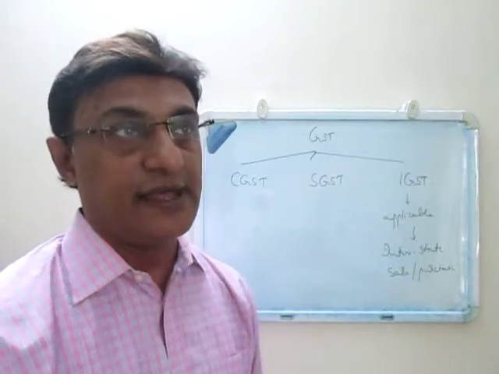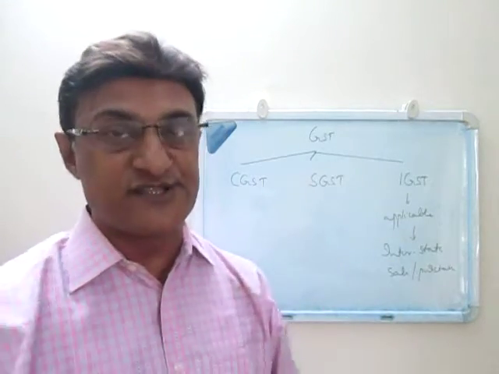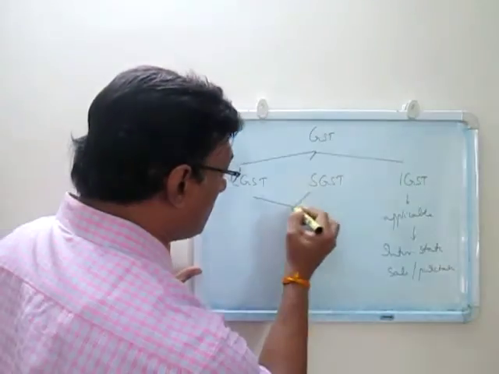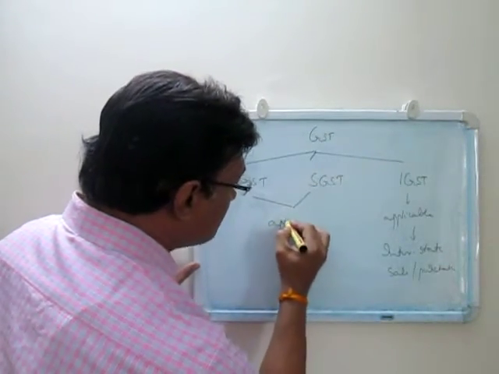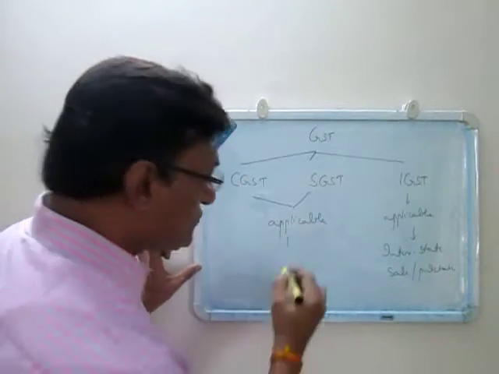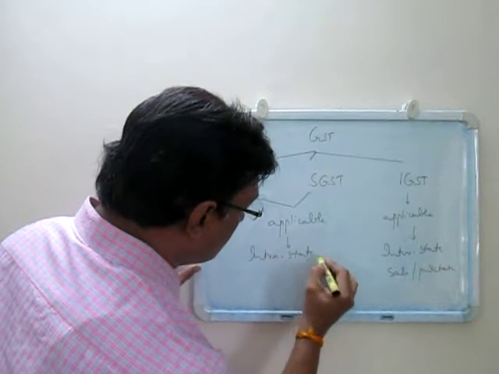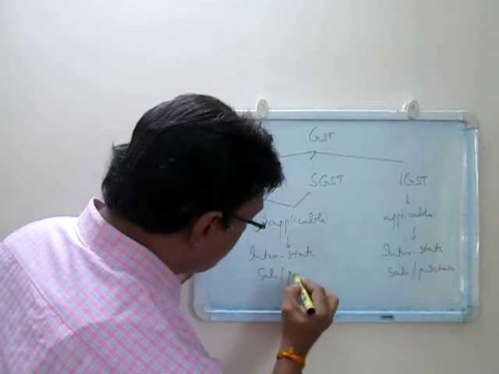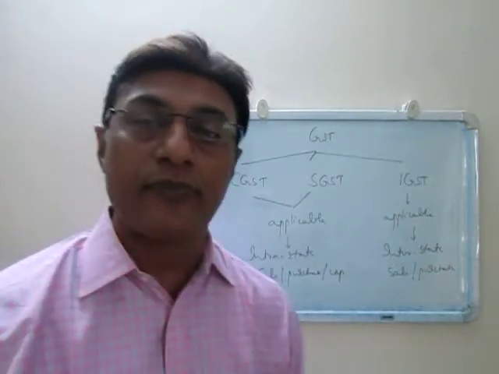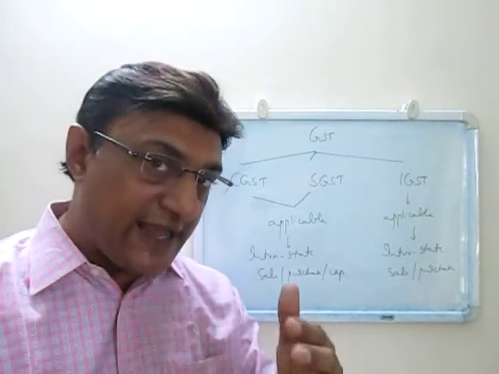On the other hand, if the dealer in Mumbai is selling goods within Mumbai itself, then it is both these which are applicable, which means that CGST and SGST become applicable in a case where it is intra-state sale, purchase, expenditure, and so on.